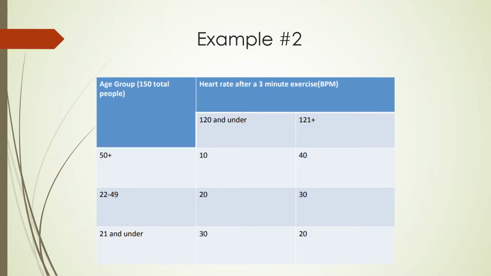Another example, we're going to do heart rate after 3 minutes of exercise in beats per minute. So we know with age, sometimes exercise can become a little more difficult. So age is a perfect variable to get rid of here using the blocking method. And separating that is going to give us a far more accurate experiment.